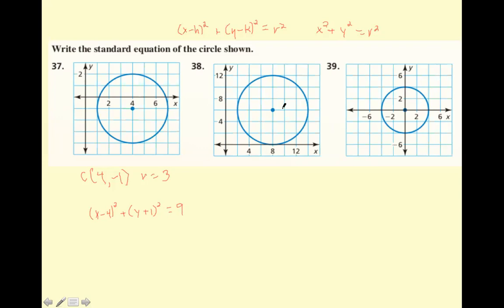All right, number 38. This time it looks like my scale is going by 2s. So I'm going 8 to the right and looks like 2, 4, 6 up. So my center this time is (8, 6). And this time the radius, remember, I have to look at what the scale is. We're going by 2, so the radius is 2, 4, 6.